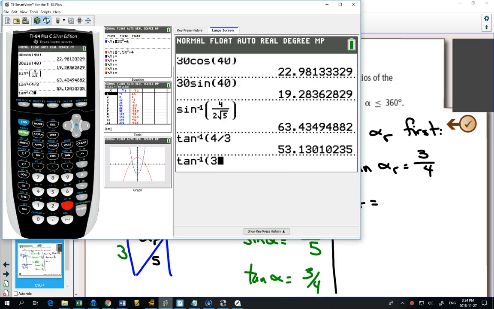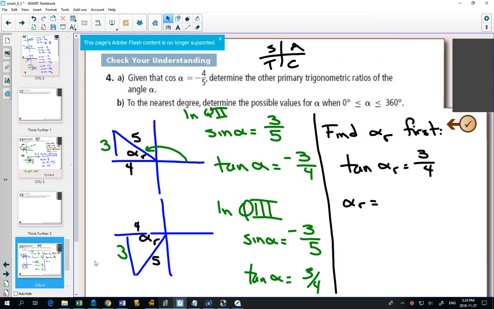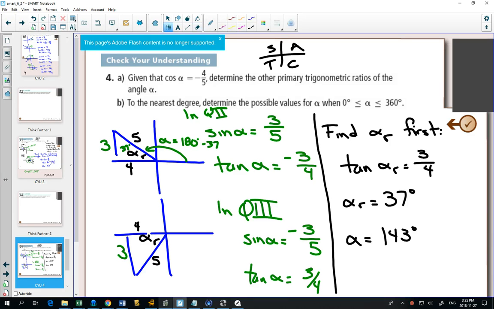Tan inverse of 3 divided by 4 is 37 degrees to the nearest degree. So my reference angle is 37 degrees, and I can label it in there. If this is 37 degrees, what's this angle going to be? Alpha would equal 180 minus 37, which is 143 degrees.